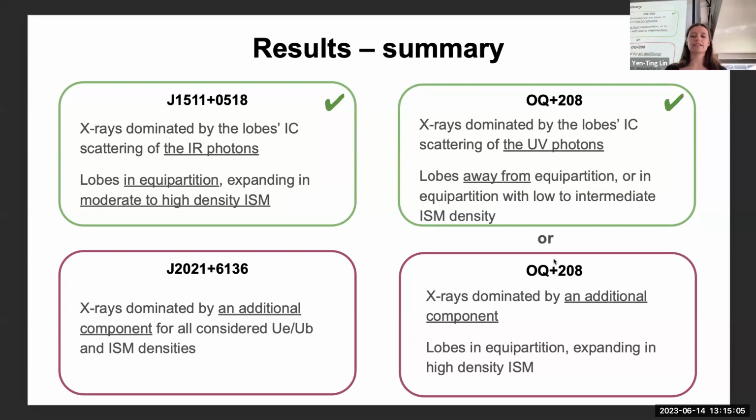And the interesting case is OQ208, because depending on the ratio of the energy densities between the magnetic field and the electrons, it can be either explained by our model or we need an additional component. Also, the ISM density plays a role in it.